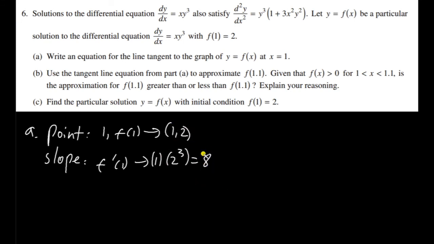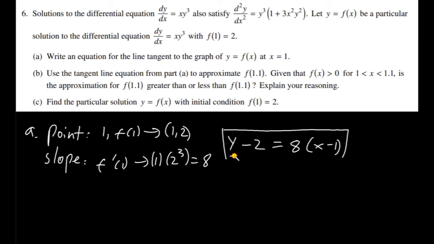Okay, so we have the point, we have the slope. We need to put these together, so we get y minus y1, which is 2, equals m, which is 8, times x minus x1, which is 1. And there we go. That's it. This was a 2-point question. 1 point for correctly figuring out the value of f prime of 1, and 1 point for putting the whole thing together in the point-slope form equation.